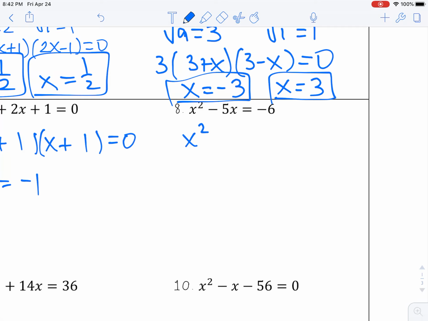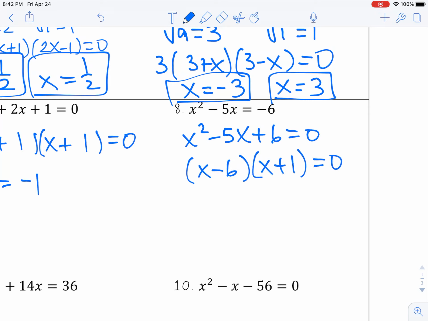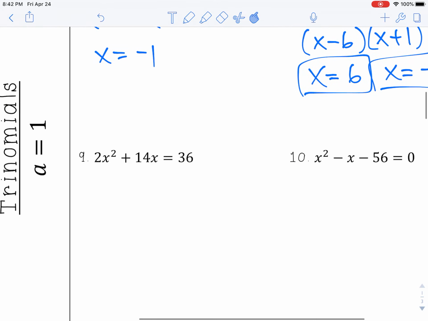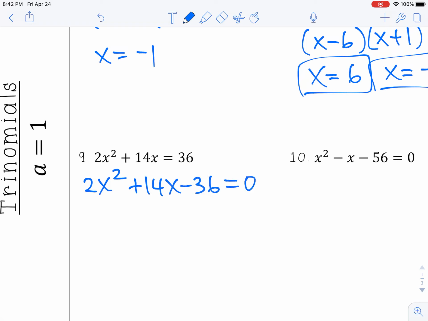In this example, we don't have everything on the same side, so we have to do that first. Factoring, like I said, we've already done that, and we're just extending it by setting each factor equal to 0. Making sure that you have everything on the same side first.